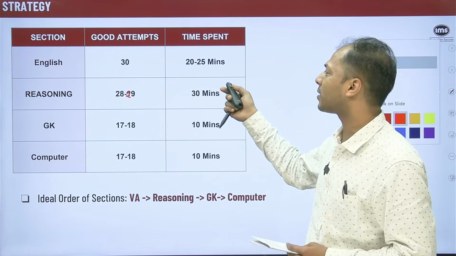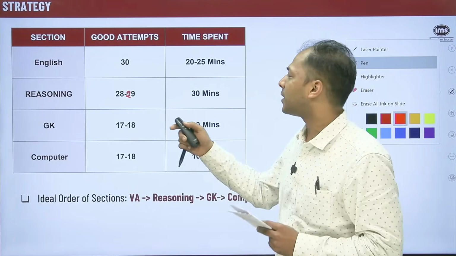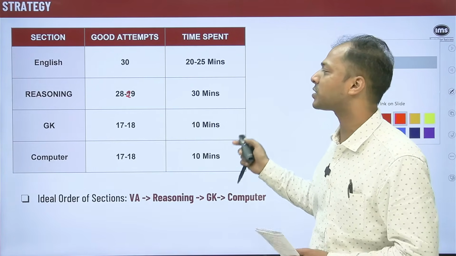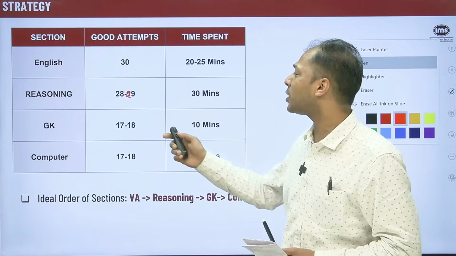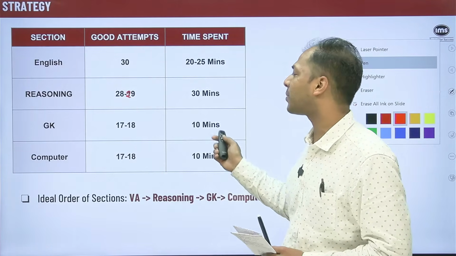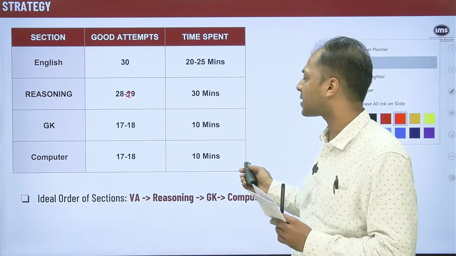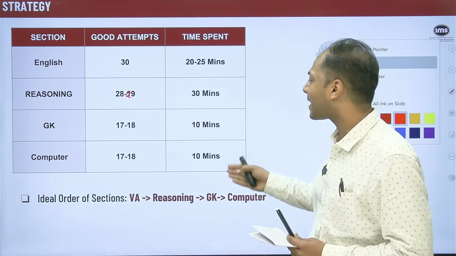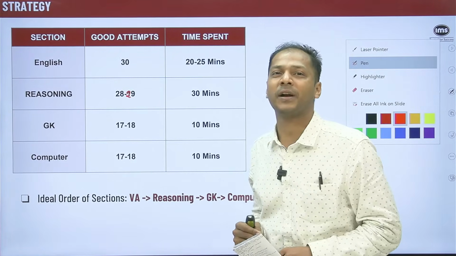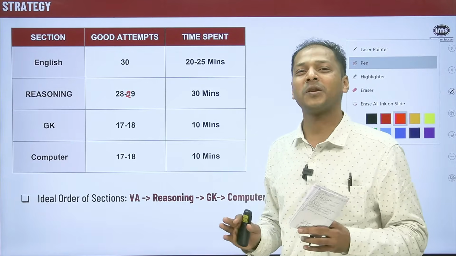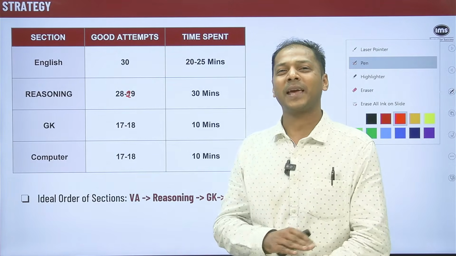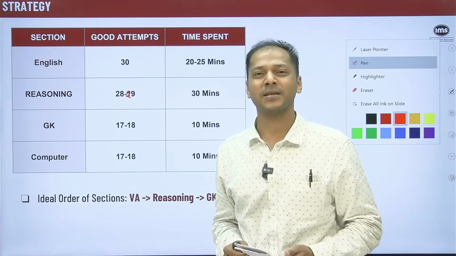English, you could have attempted 30 questions in 20 to 25 minutes. Reasoning, you could have attempted 28 to 29 questions in around 30 minutes. GK, you could have attempted 17, 18 questions, 10 minutes. Computers, you could have attempted 17, 18 in 10 minutes. If you add this up, it adds up to around 75, 80 minutes. You still would have got 40 minutes. So time is not a constraint in this exam, guys.